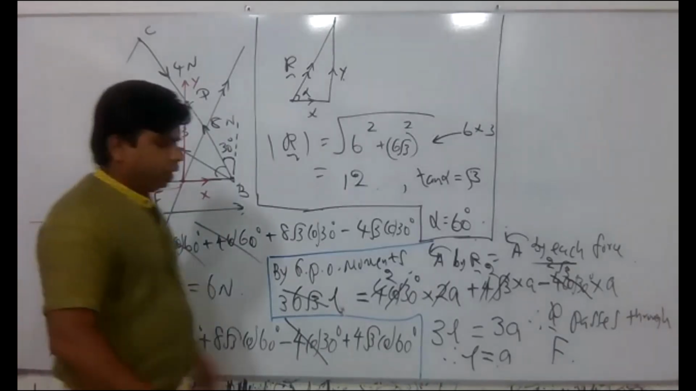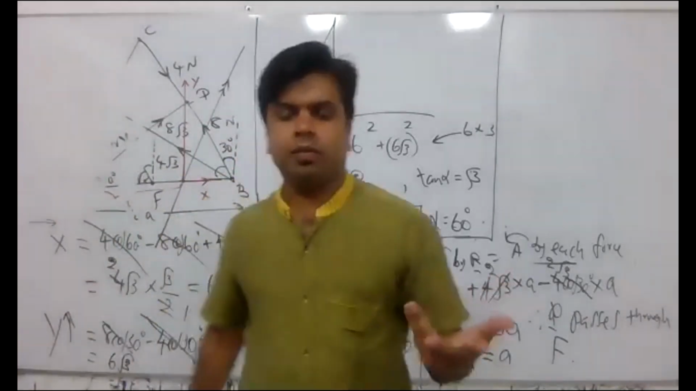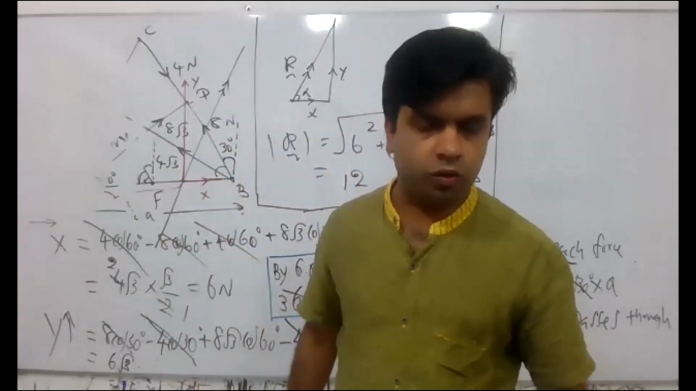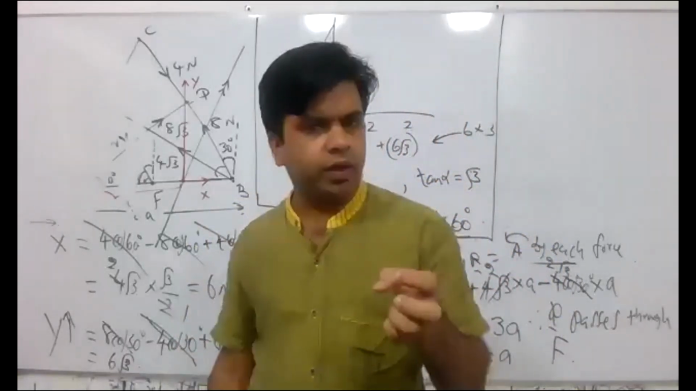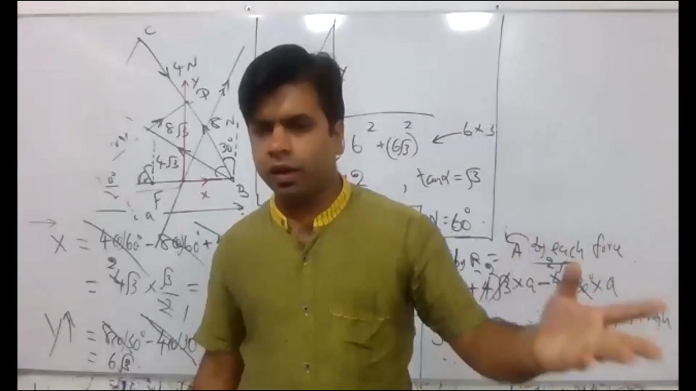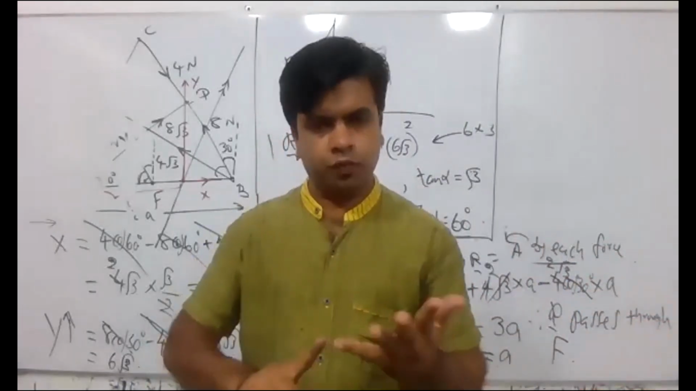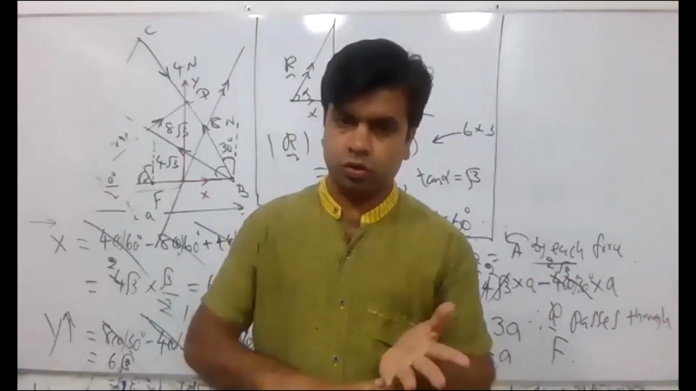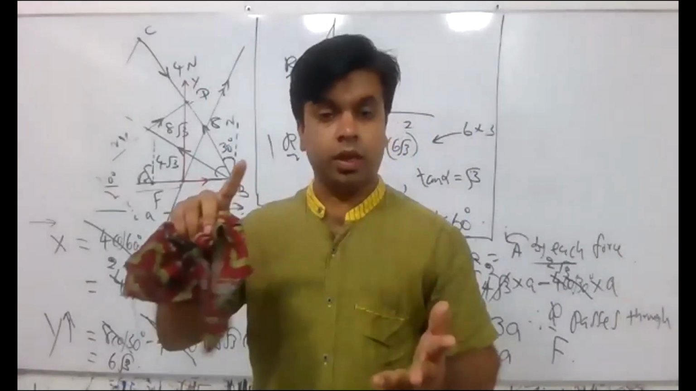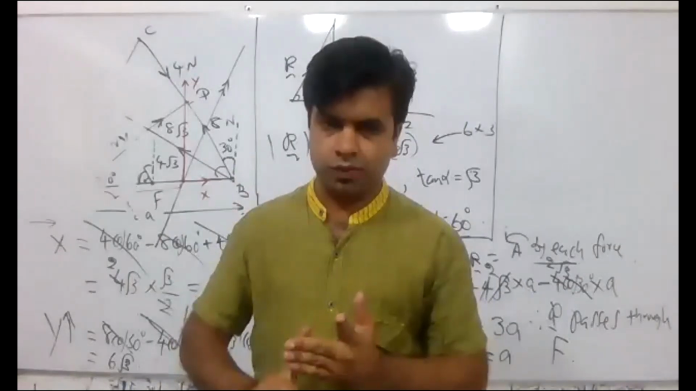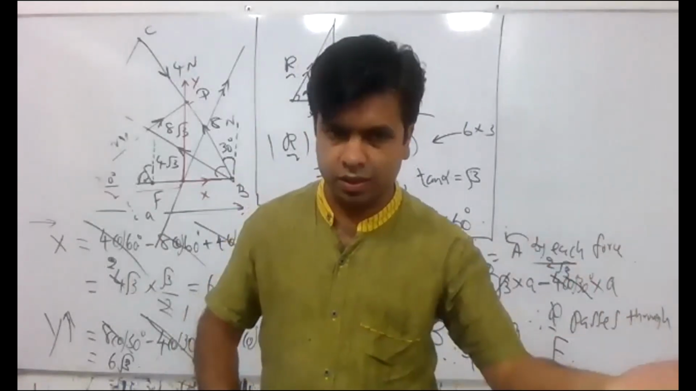Then the method is always the same. Clear, right? When you want to find the resultant and line of action, you will have to find the algebraic sum of the horizontal components, the algebraic sum of the vertical components, then the magnitude and direction of the resultant, because they ask for the resultant.